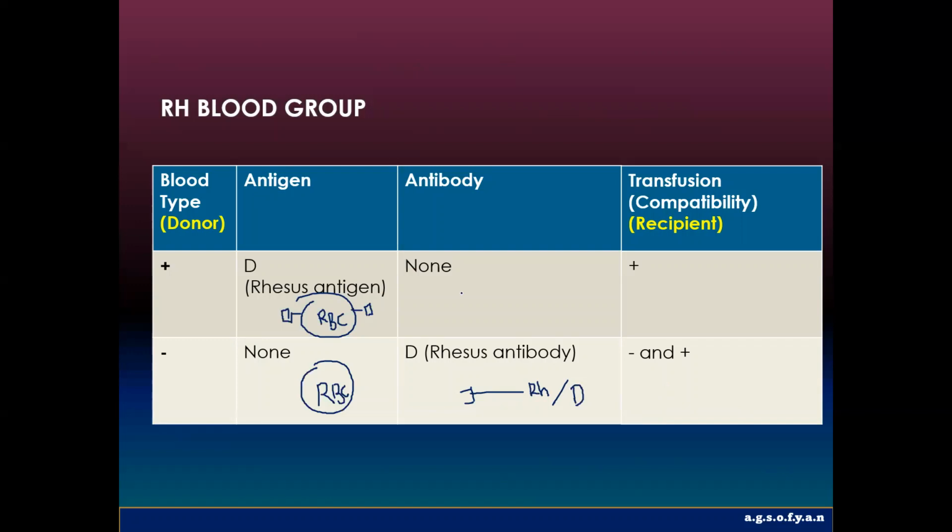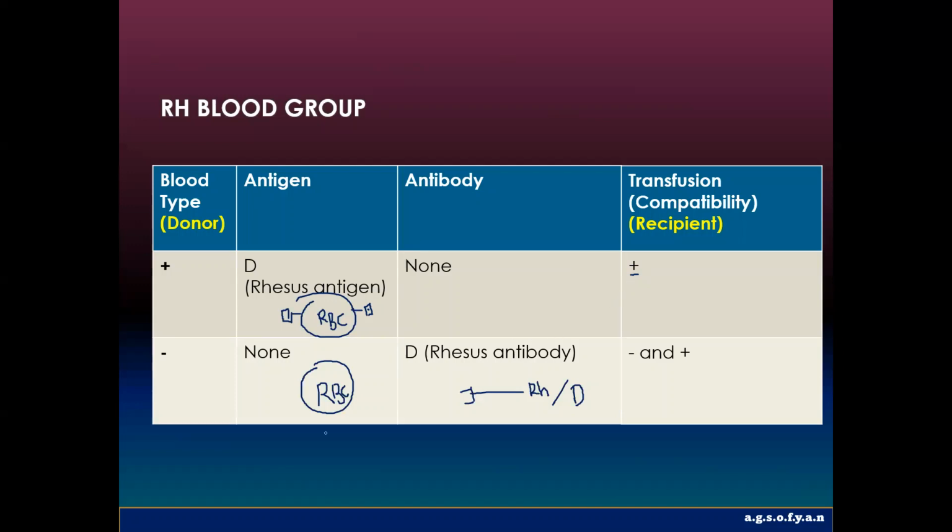Okay, now, how about transfusion between positive and negative? If you are positive, it means that you carry antigen Rhesus, or D over here. Then you can only give your blood to someone that does not produce the antibodies, which is another positive. So positive blood type can only give blood to another positive blood type.